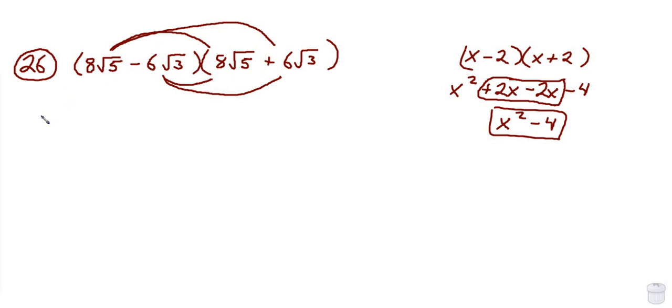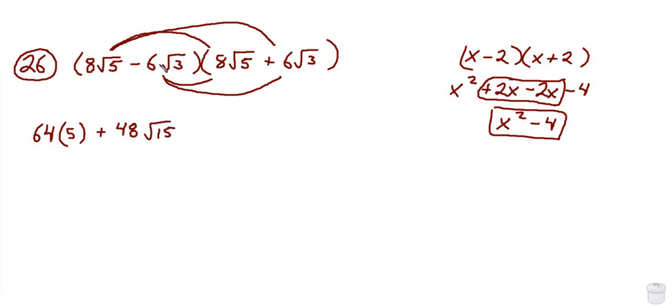We got 8 square roots of 5 times 8 square roots of 5. Well, 8 times 8, that is 64. And square root of 5 times square root of 5, that is 5. Okay. Now, let's multiply 8 square roots of 5 times 6 square roots of 3. So 8 times 6, that's 48. And square root of 5 times square root of 3, that's square root of 15.